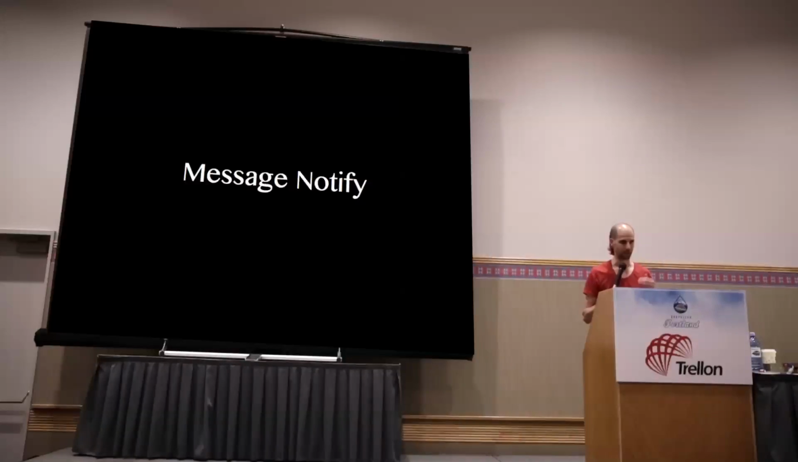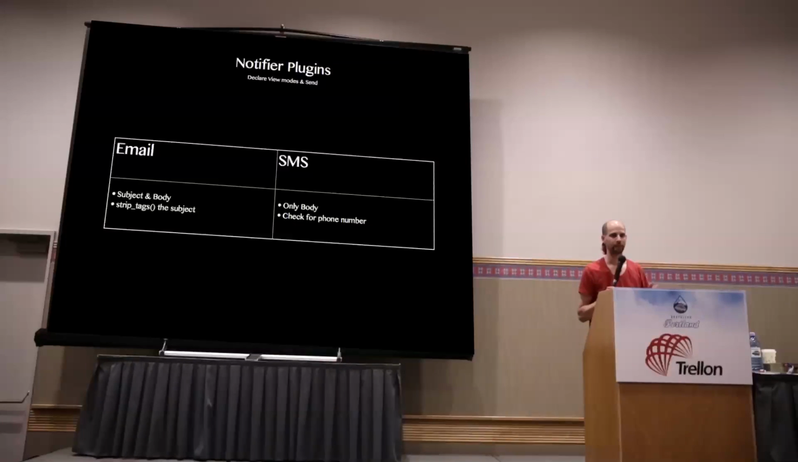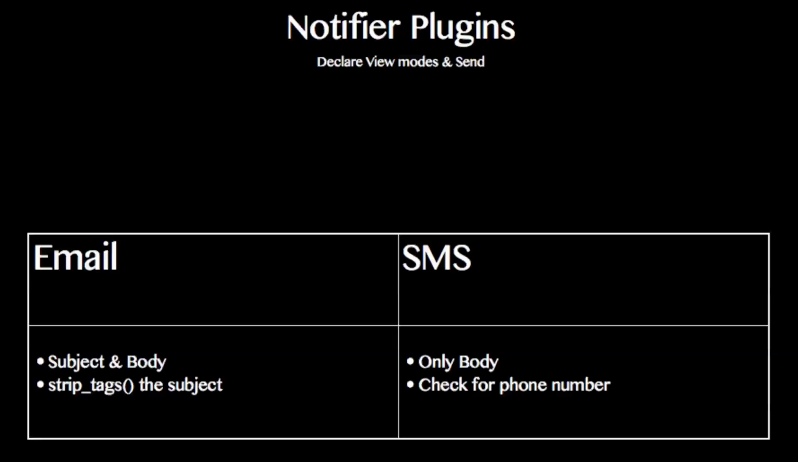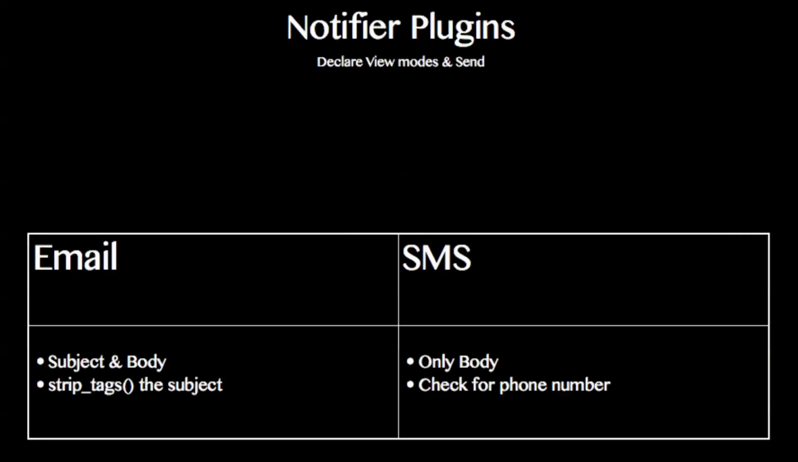Next in the stack, the MessageNotify. So now we have a message and we understand it. And the next logical thing, after we had the activity stream, is sending it. And pay attention, we don't call it message email, we call it MessageNotify because it has a pluggable architecture. Basically, MessageNotify allows us to have notifier plugins. And those notifier plugins are responsible for two things: declaring view modes, which we'll see in a few minutes, and sending it. Out of the box, MessageNotify comes with two plugins. One is the email notifier plugin, and the other is the SMS notifier plugin.